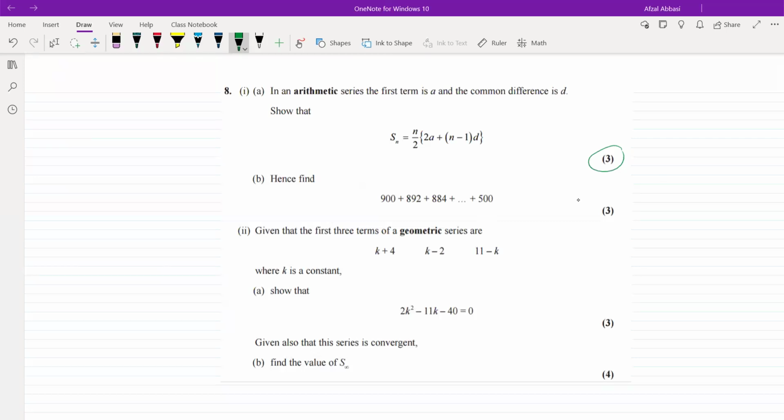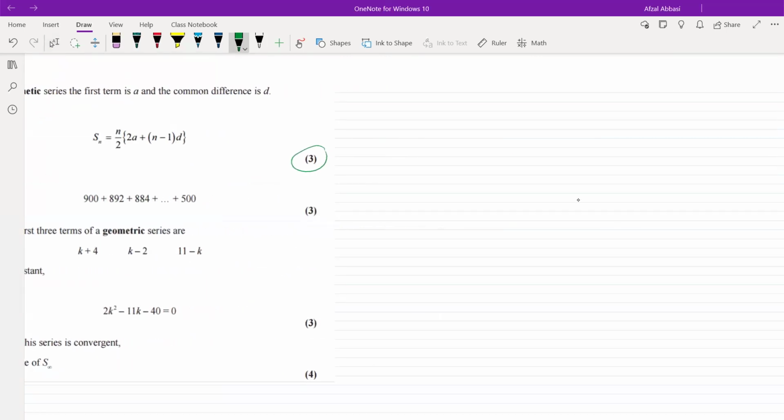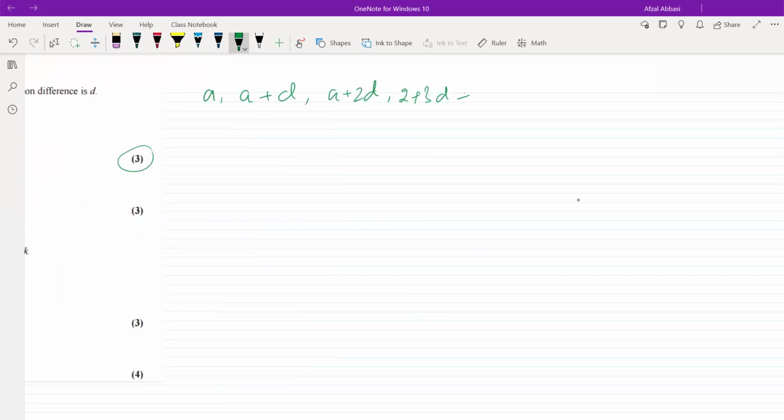So we can generate the sequence. And how can we do that? Our first term is a. If the common difference is d, then the second term should be a plus d. The third term should be a plus 2d. Every time we add one more d. And a plus 3d. It goes on.